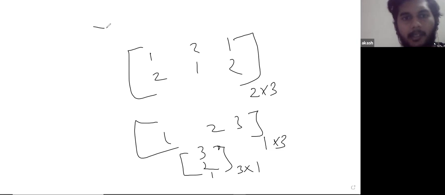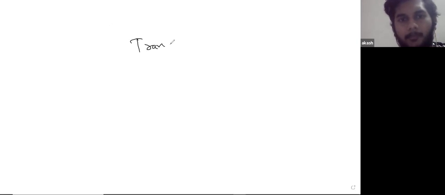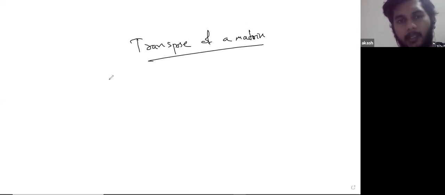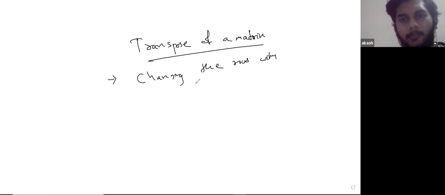Okay. So let's start. Transpose of a matrix. What does transpose of a matrix mean? You can write down if you want. Changing the rows with the columns is called transposing the matrix.